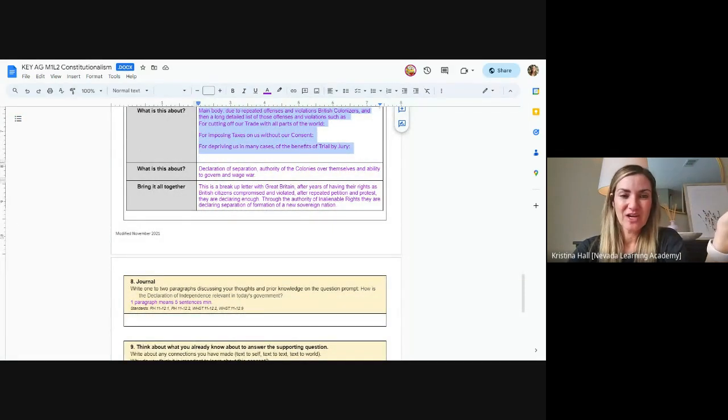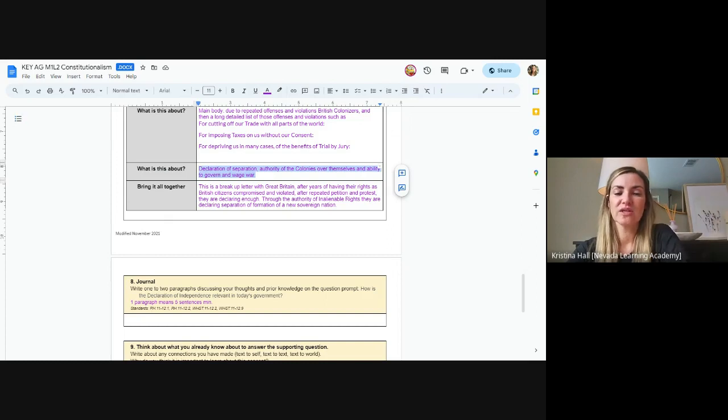Okay. What is this about? All right. So the declaration. This is the last part. The Declaration of Separation: the authority of the colonies over themselves, and the ability to govern and wage war. So saying all the things that you've had, which is the ability to govern us and wage war, we now take that away. Then they send you a six-paragraph essay.